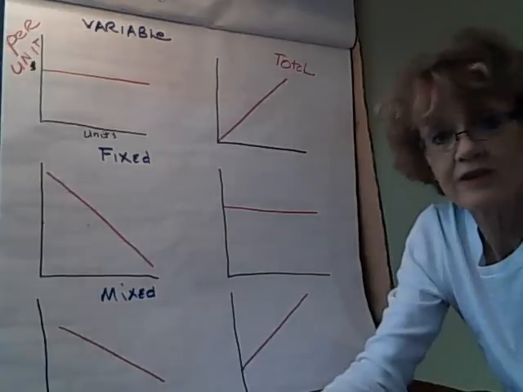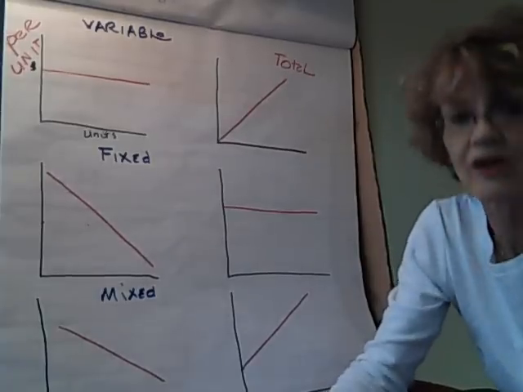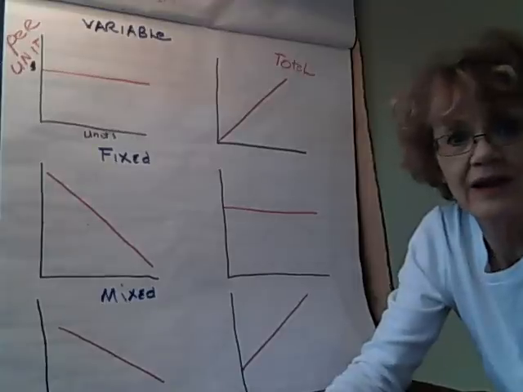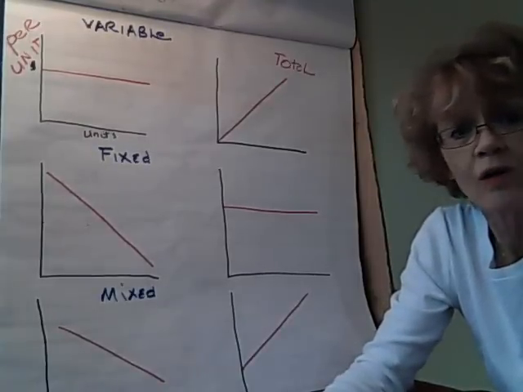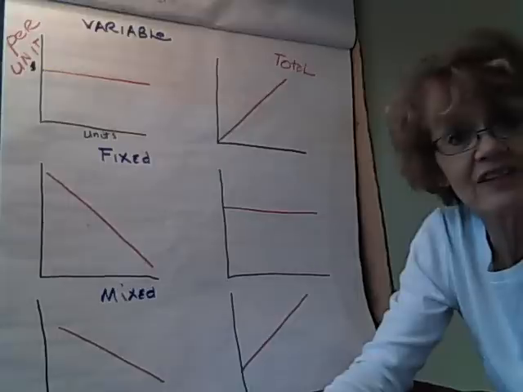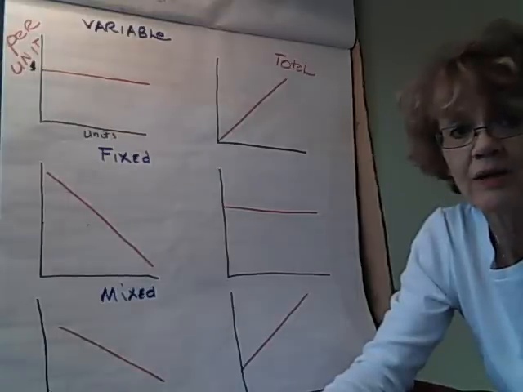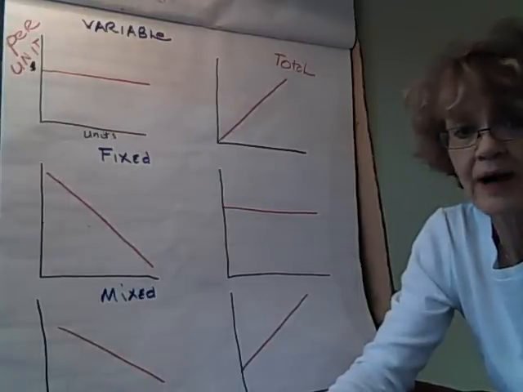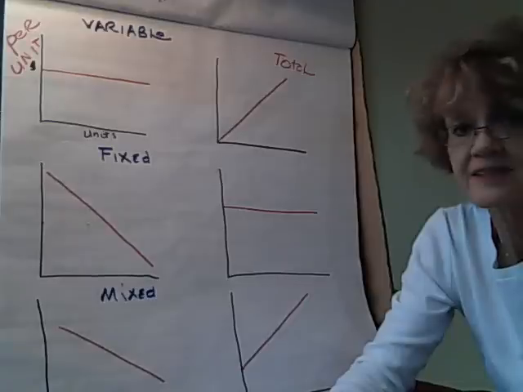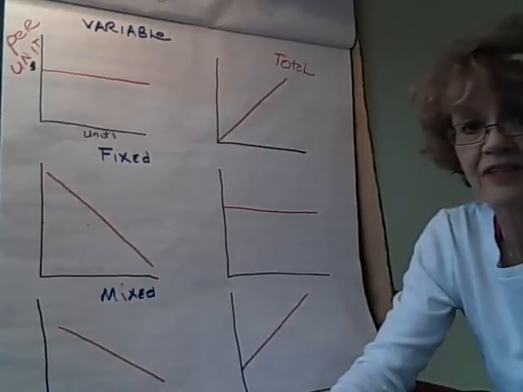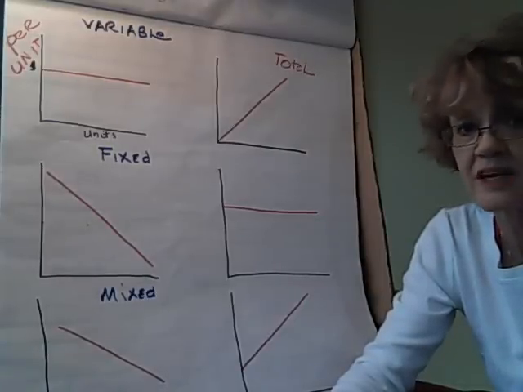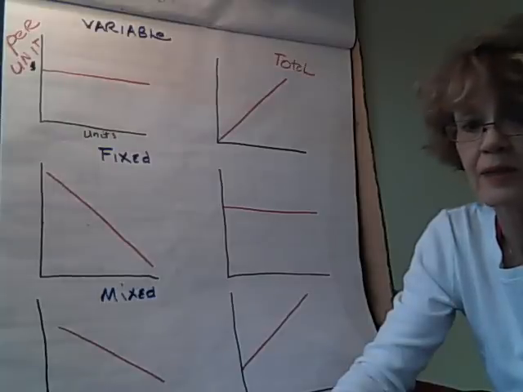Hi, I want to talk about cost behavior, not how they act around people, but how they act according to the activity that they are helping produce. So we want to talk about variable, fixed, and mixed cost. They behave differently. Now, this is not their function, which is what we've been studying before. I want to talk about how they behave.